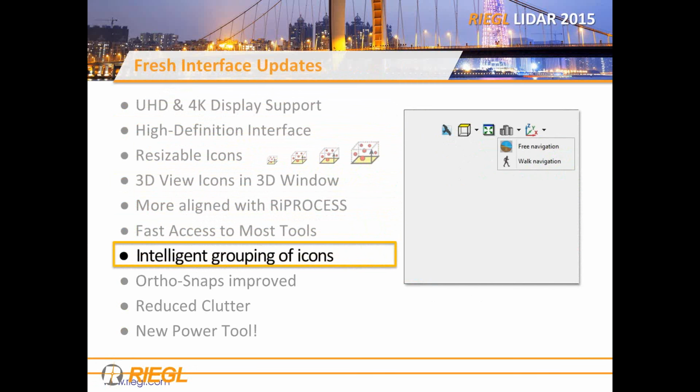We've changed the default navigation mode, so now it's Z is always up. You can't really flip yourself upside down very easily. And it's easy to turn between perspective and ortho mode.